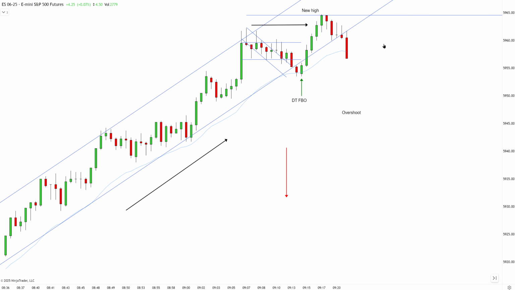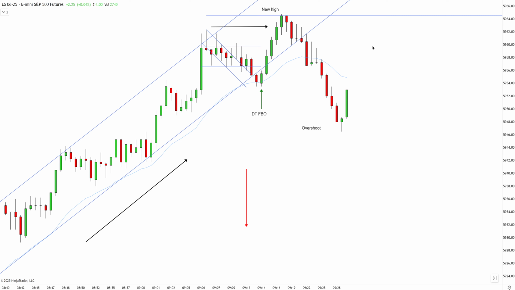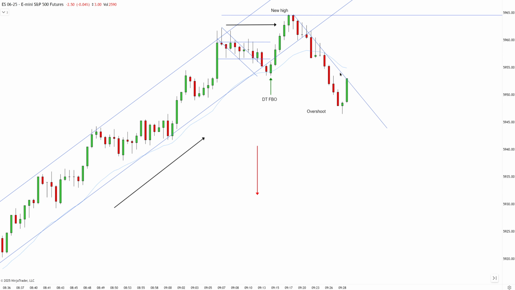Breaking new high and uptrend played out. So uptrend played out and we are breaking below the EMA. So I'm going to redraw a short-term downtrend like this. I have an overshoot.